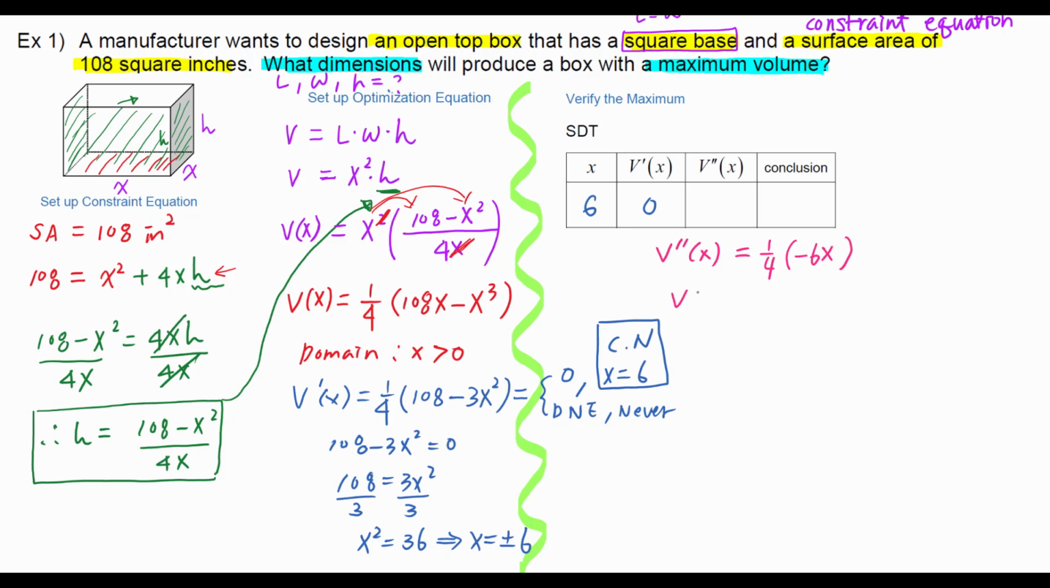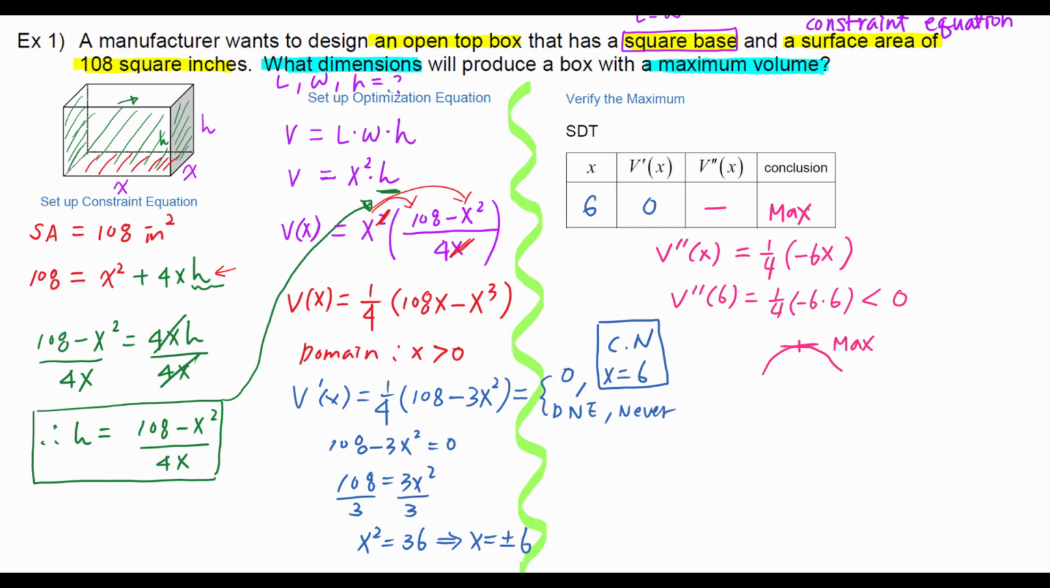And then what is V double prime of 6? That is 1/4 times negative 6 times 6, which is a negative number. That means what? At this critical number, I have concave down, which will give me a maximum here. So my V double prime is negative here. The conclusion is I do get a maximum.